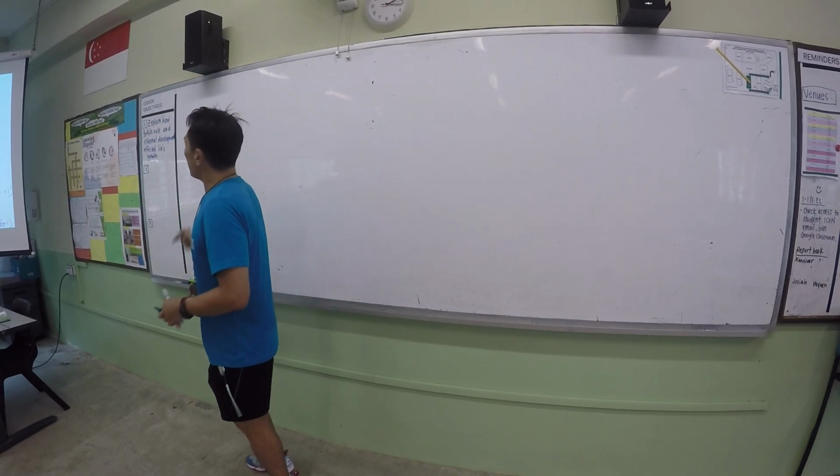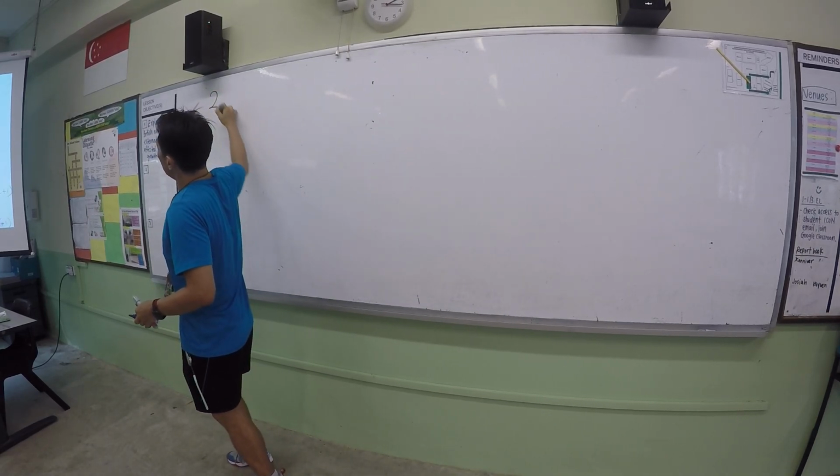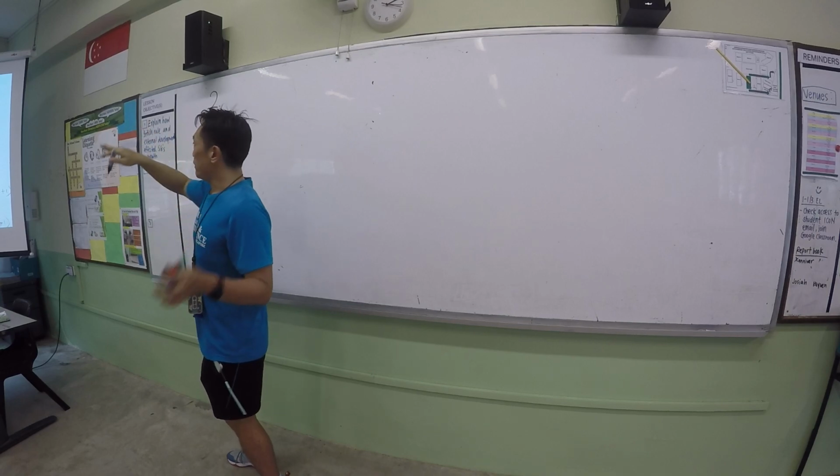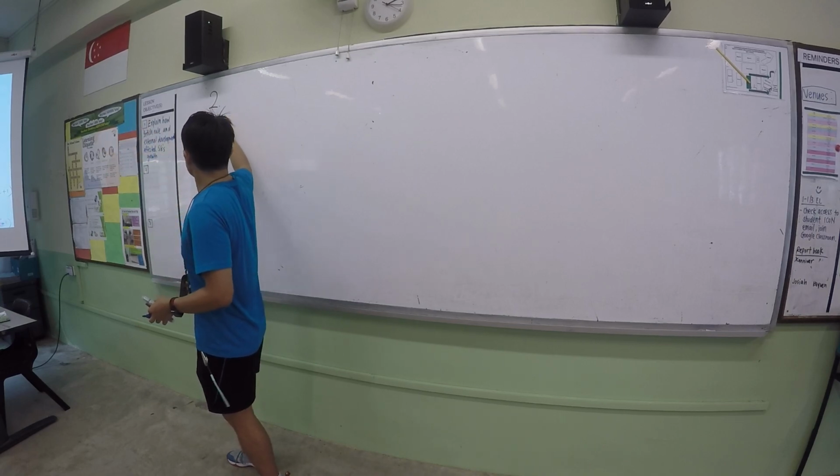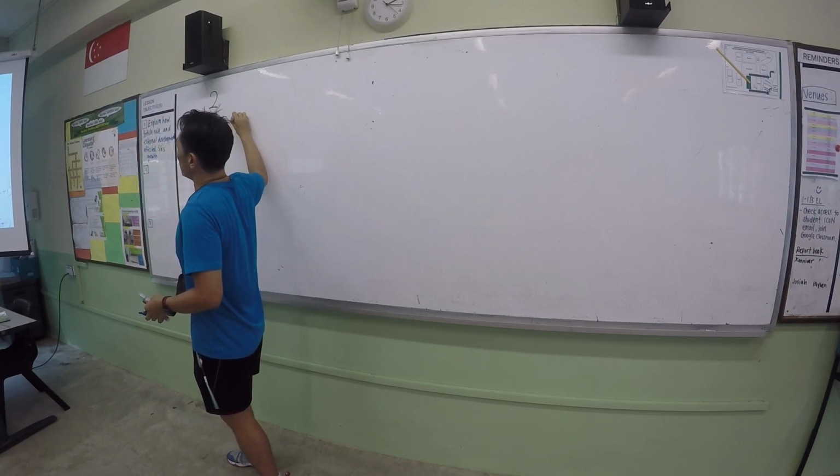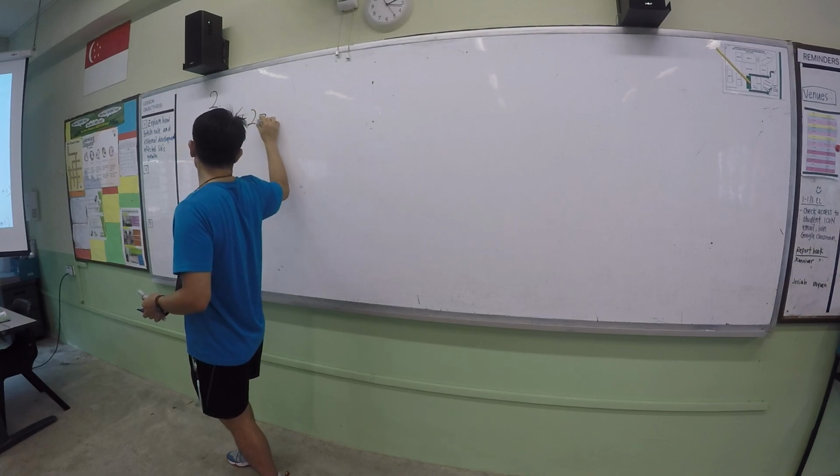Question 2, part A. At first, you are given an expression. So part A is -1 plus 2z.